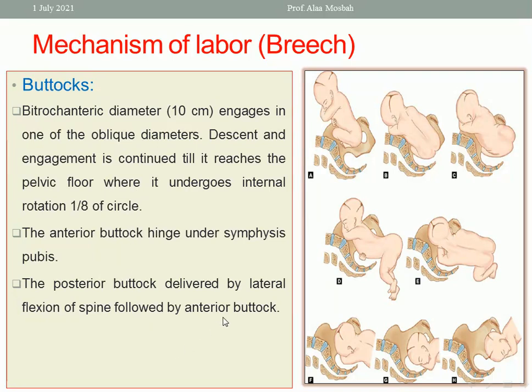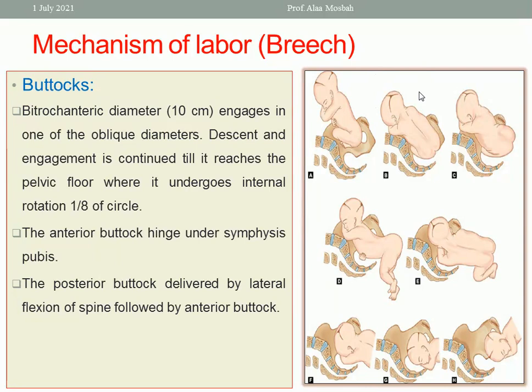Let us go to the mechanism of labor. According to steps, the buttocks will be delivered first, and the buttocks will be engaged inside the pelvis by the bitrochanteric diameter, which is 10 centimeters. Look at this picture. These are the steps of delivery. The bitrochanteric diameter enters through the oblique diameter, which is about 12 or 12.5 centimeters.